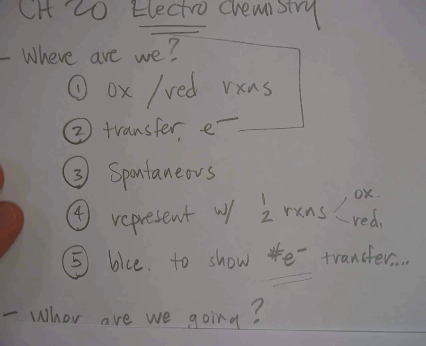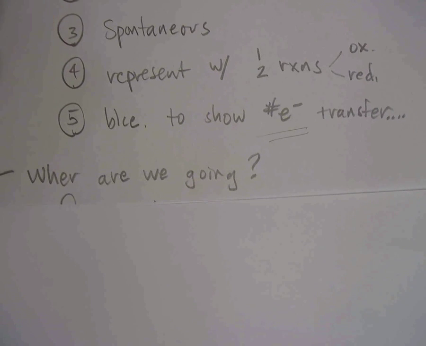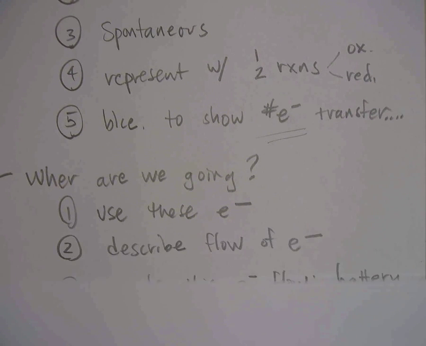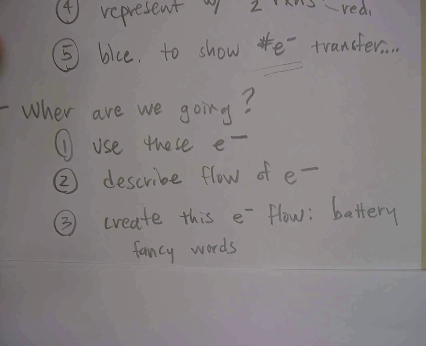So where are we going? So far we've done these things. Where are we going with this? In this video cast, we're going to use these electrons to create electricity, and we're going to describe that flow of electrons. We're going to create this electron flow, and we're going to call this electron flow thing a battery. And we're going to give it some fancy names. We're going to call this battery thing a voltaic or a galvanic cell. Those fancy words are going to be used.